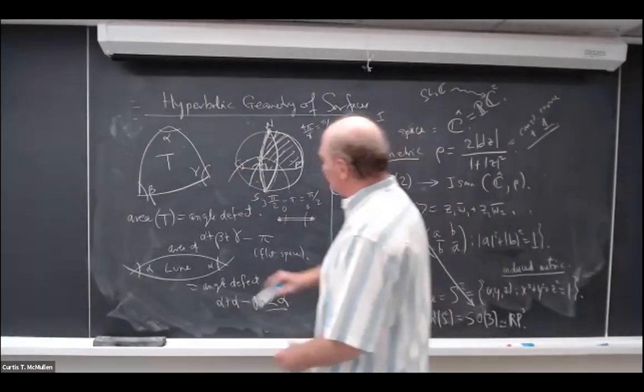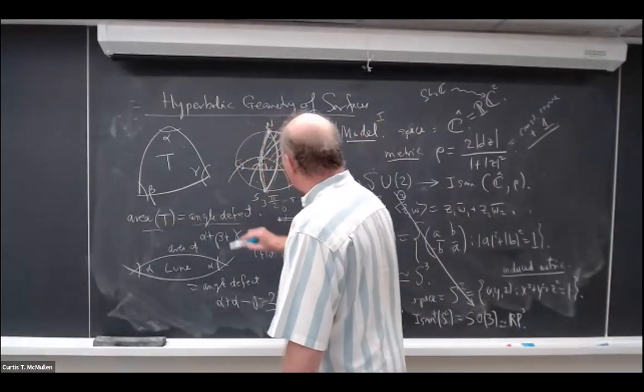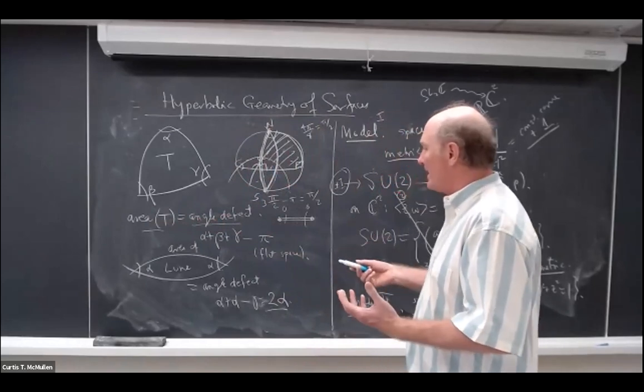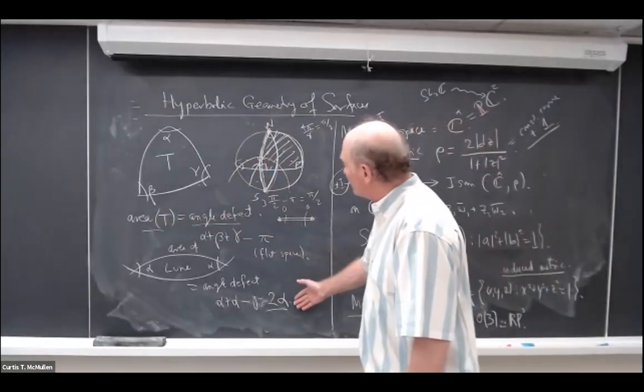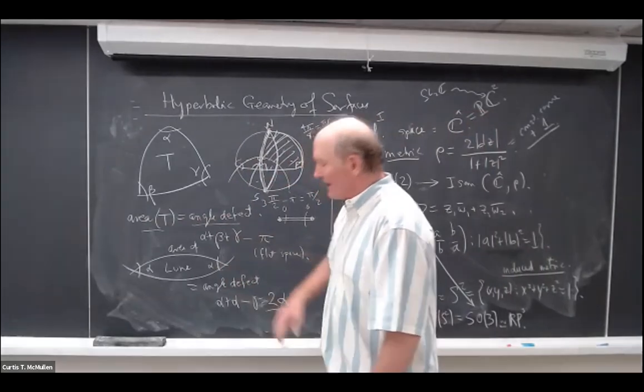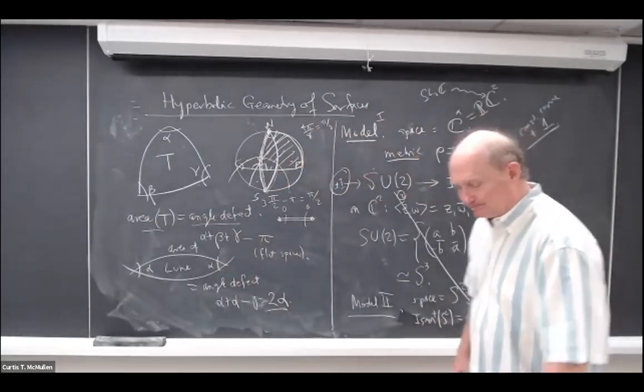So at first, this formula that area equals angle defect works for arbitrary polygons. And second, you can deduce the general case by starting with the case of a bigon.